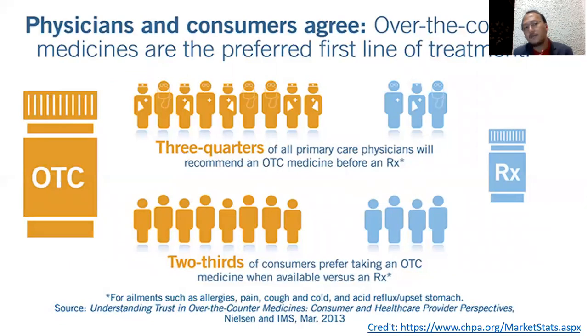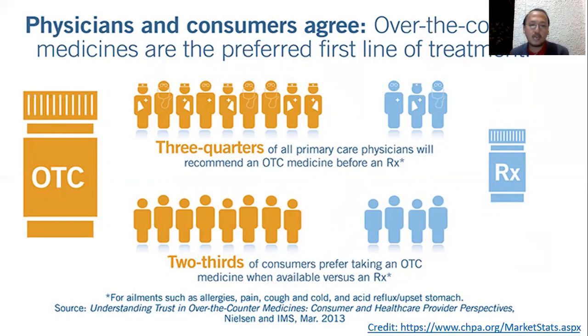Okay, physicians and consumers agree that over-the-counter medicines are the preferred first line of treatment. Three-quarters of all primary care physicians will recommend an over-the-counter medicine before a prescription. So I think it is manifested that some doctors, primary care physicians, don't recommend that their patients go into prescription medications, for example antibiotics, if it can be dealt with by certain over-the-counter medicines for symptomatic illnesses, then let it be.